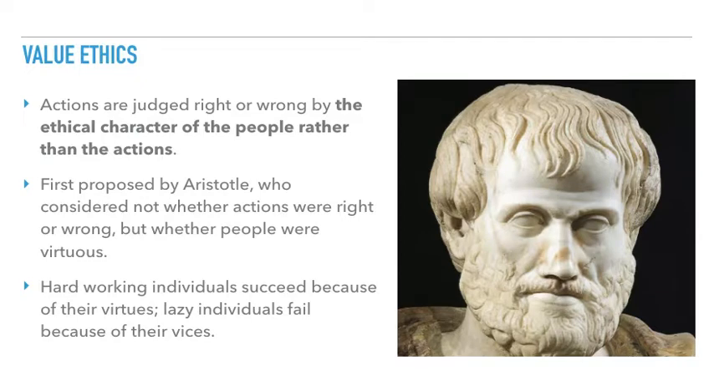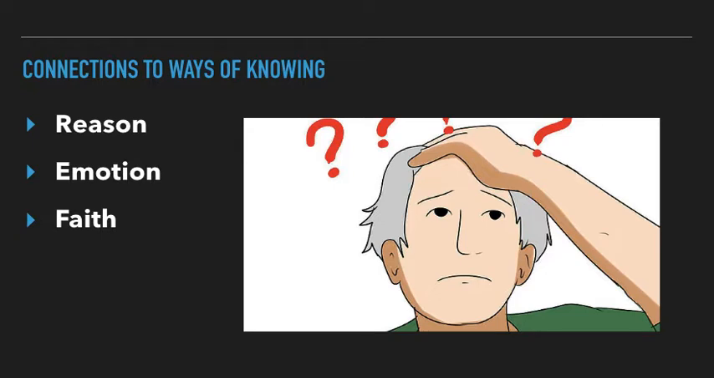The third type of ethics is called virtue ethics, first founded by Aristotle, a great Greek philosopher, where the actions were judged right or wrong by the character of the person rather than the action that happened. And a couple more notes here, but it's an important way to take a look at it. So we're going to take a look at these three theories, but before we do, one last thing to say.